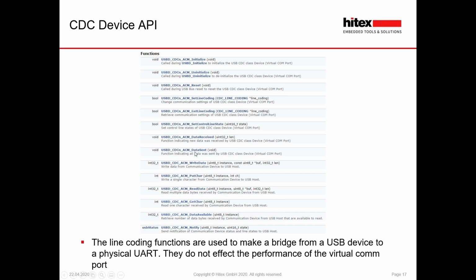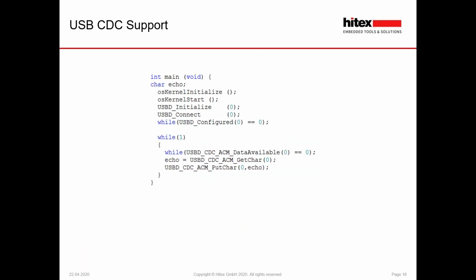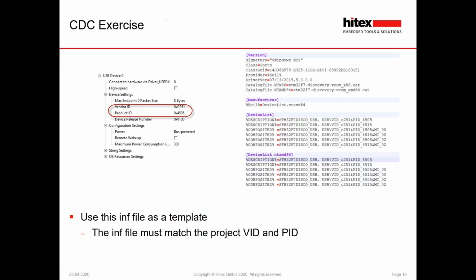Down here, we've got various functions to send data, write data, put char, read data, get char. These are more of the ones that are applicable if we're just using the USB as a channel to take data into our application. Here is a minimal program that will start the operating system, configure the USB, wait till we're configured, and check to see if there's data available. We can get a character, then echo it back to the terminal program. This will be a basic bring-up test just to see that your COM port's working.